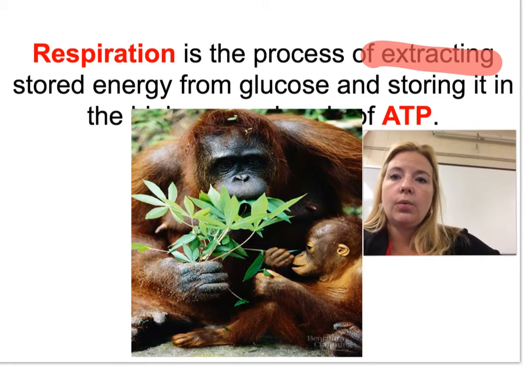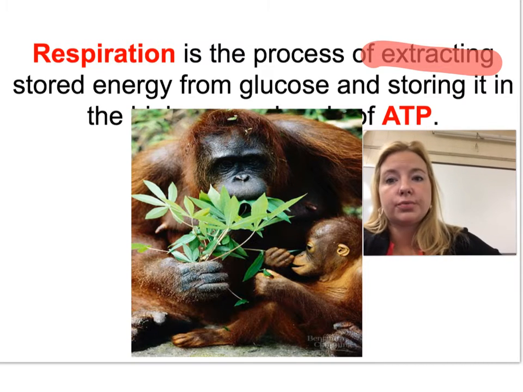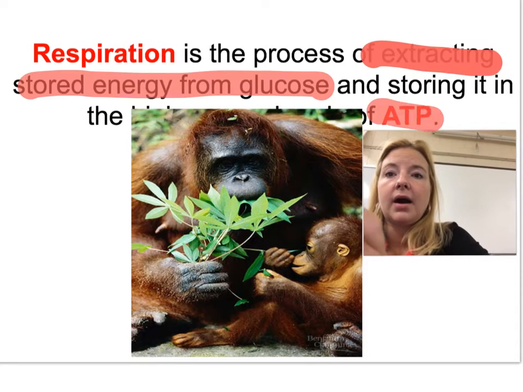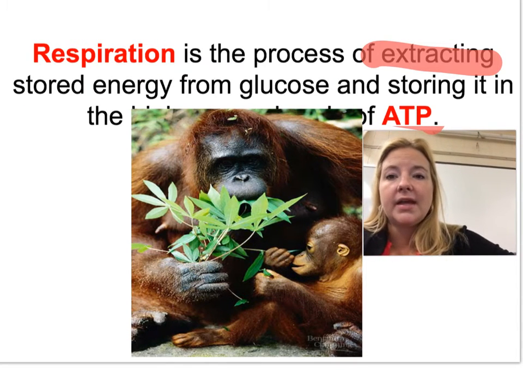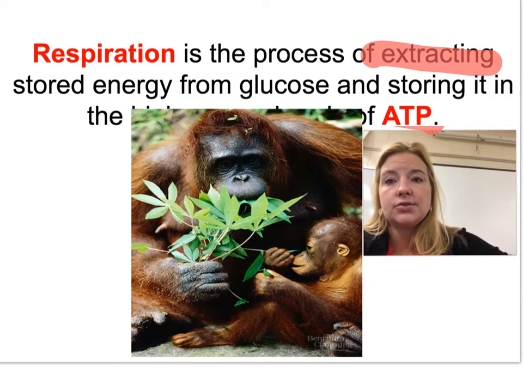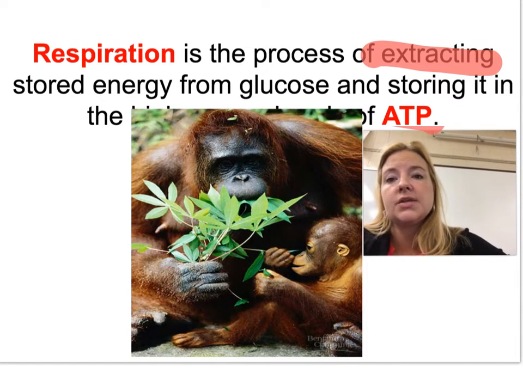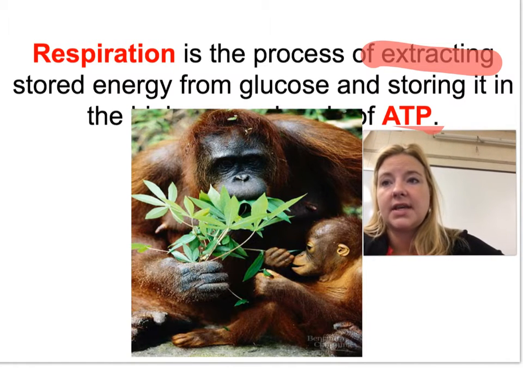And so what every living thing has to do is they need to extract that energy, and they're going to store it in the form of ATP. And ATP is basically like the batteries for your cells. ATP stands for adenosine triphosphate, and so the adenosine triphosphate, the ATP, is what is going to basically run the cells and give your cells the energy.